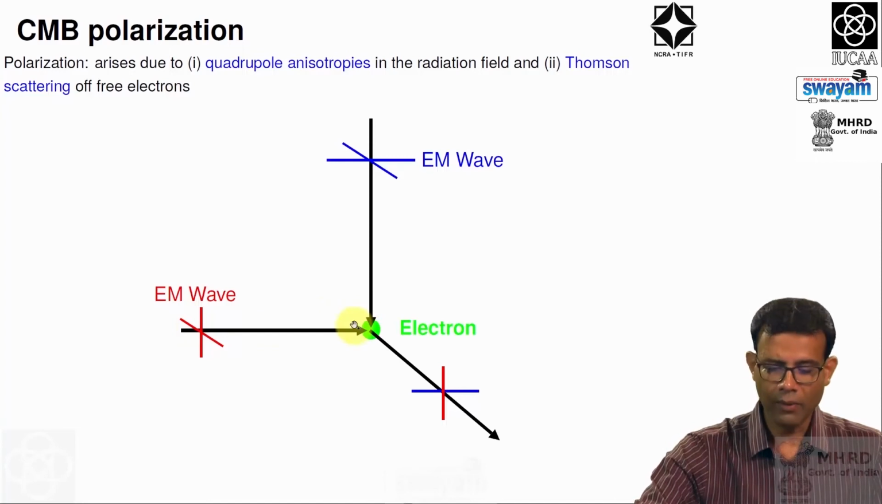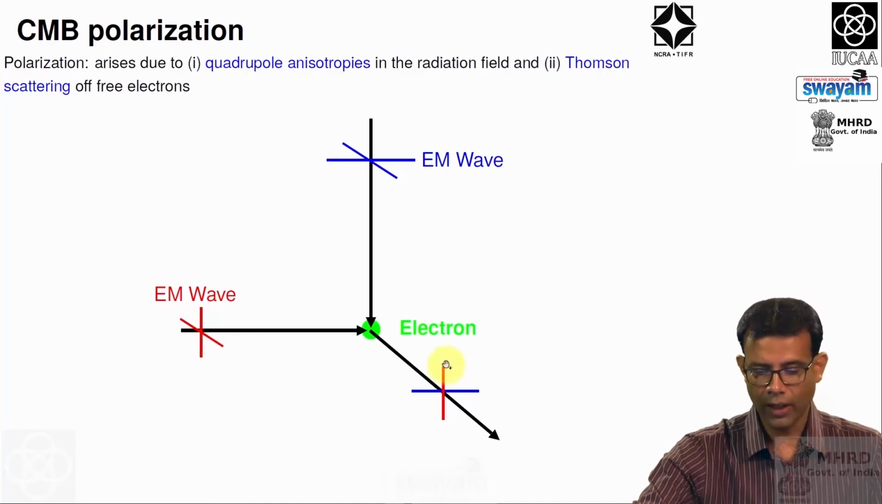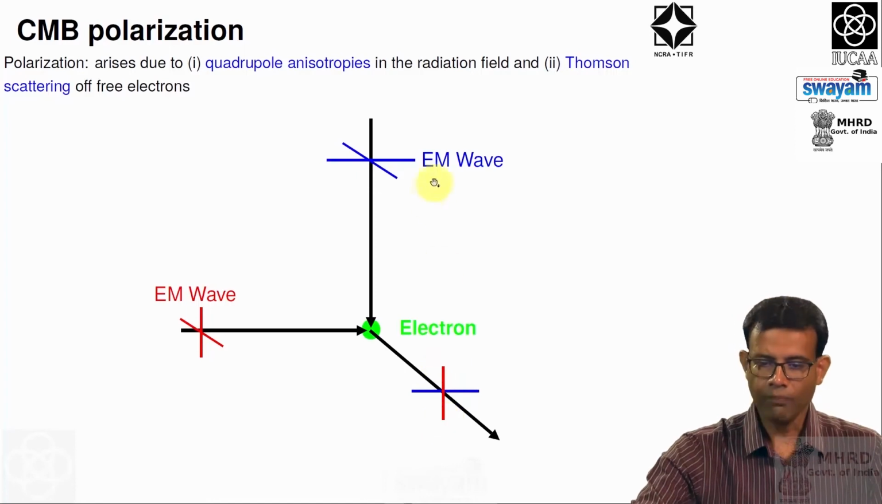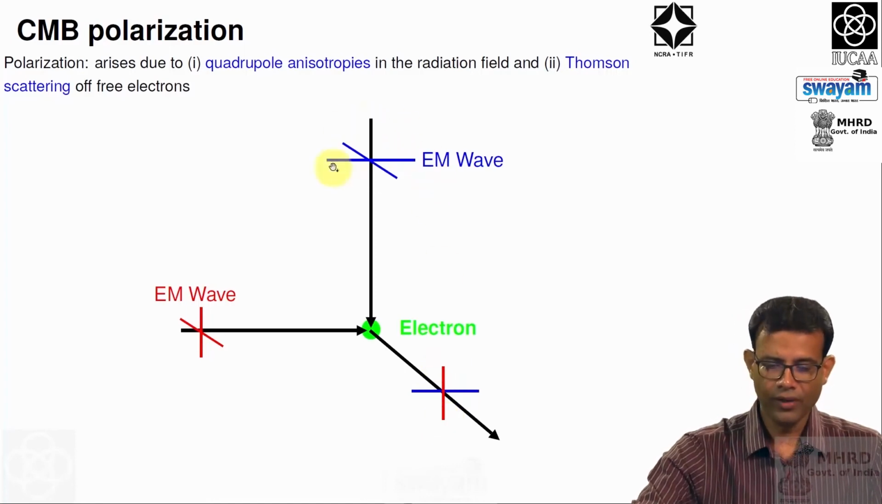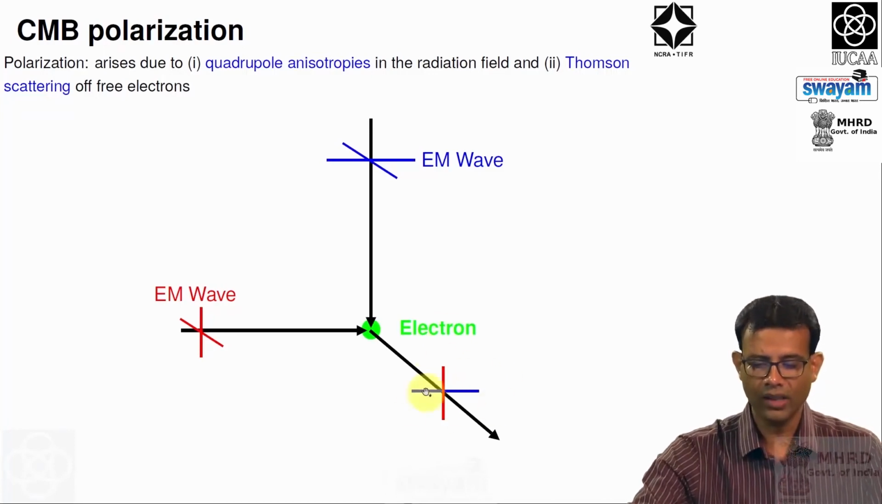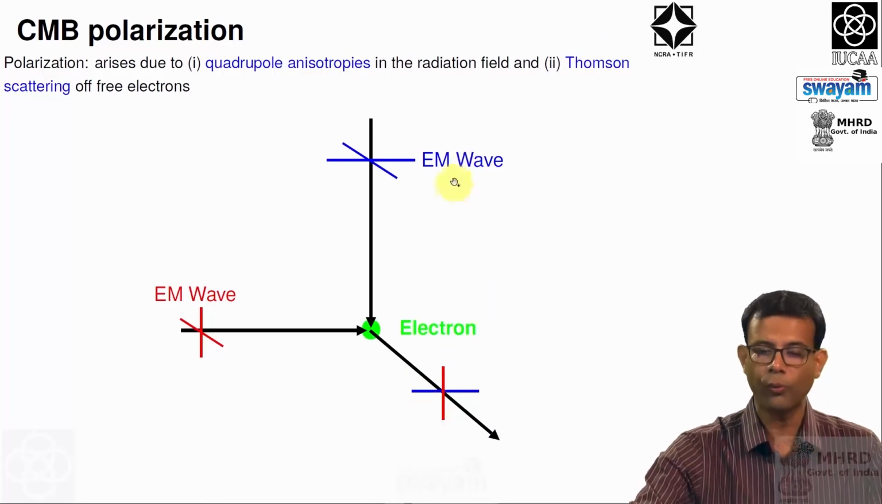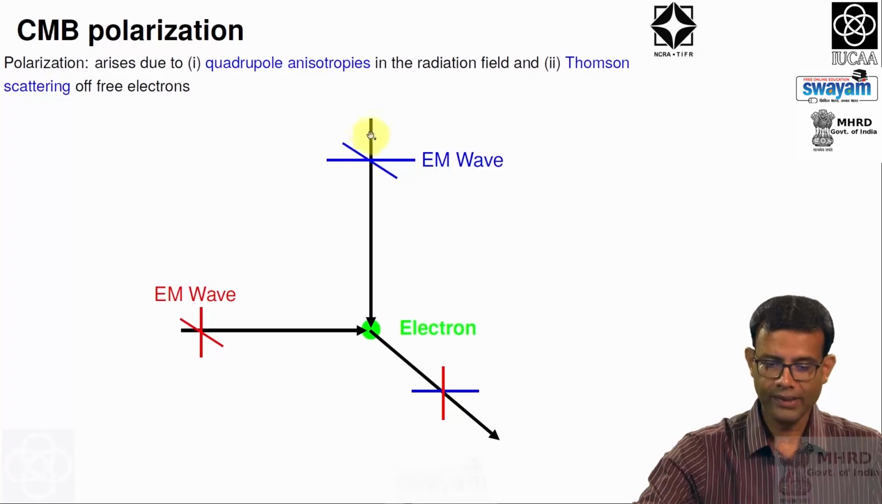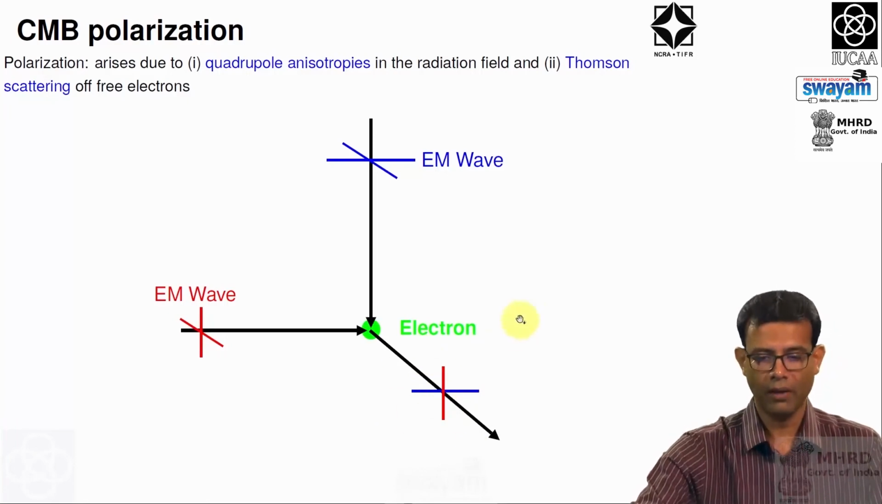Imagine another light coming from here. In this case, after scattering, this polarization will vanish. So, you end up with a polarization like this, the red one. Now, if the intensities of the electromagnetic wave from this direction and these directions are the same, then these two polarization amplitudes will also be the same. So, the net light will still be unpolarized. However, if there is a quadrupole anisotropy, then the intensity along this direction and this direction will be different, and that gives rise to a net polarization, which in principle can be observed.